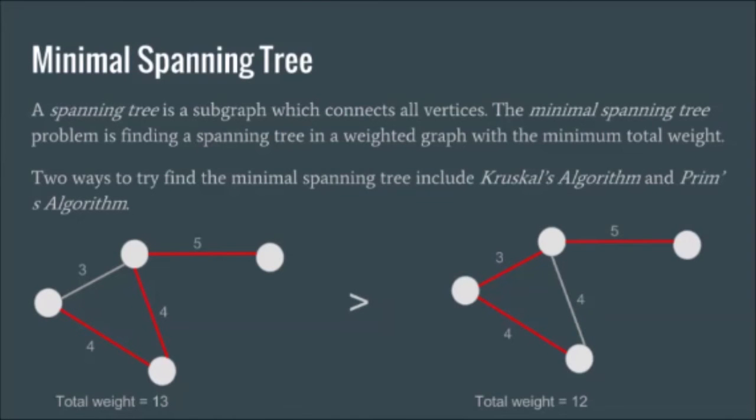A spanning tree is a subgraph of a graph which includes all the vertices of the original graph. In weighted graphs, the minimal spanning tree is the spanning tree with the lowest total weight. To find the minimal spanning tree, we are able to use Kruskal's algorithm or Prim's algorithm.